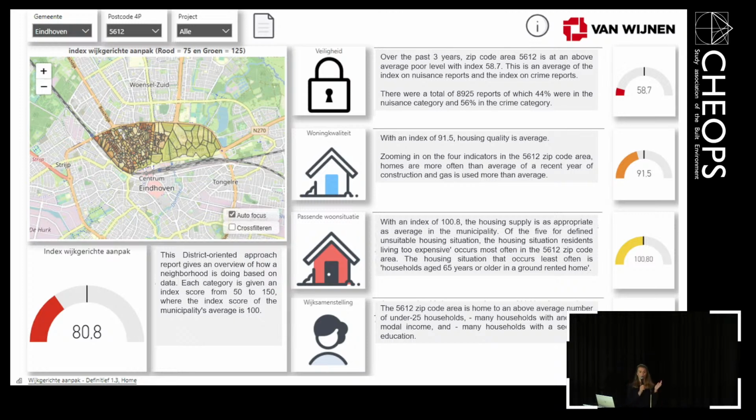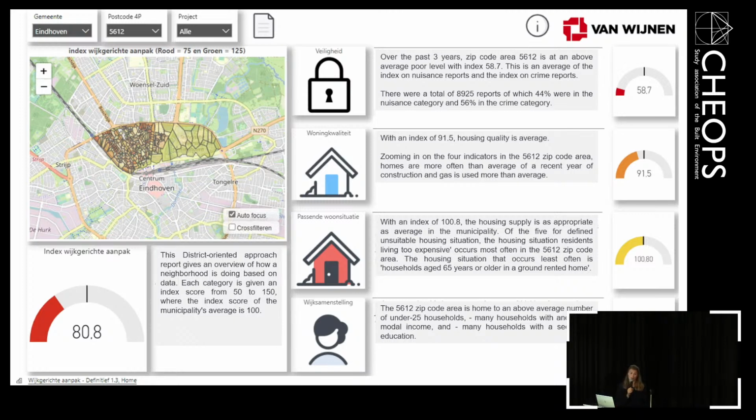Okay, here you see all these meters. And this is an index. We make the index 100 the average of the municipality. So if it's lower than the index 100, it means that it scores worse than the average of the municipality. If it's better than 100, then it's better than the average of the municipality.